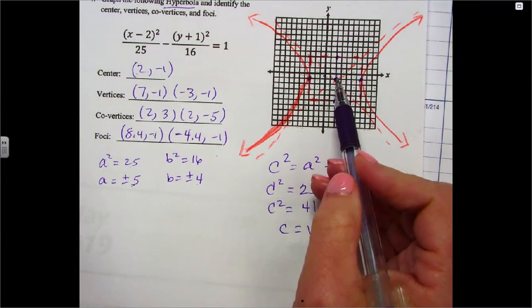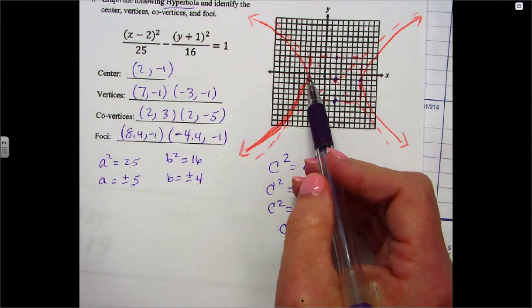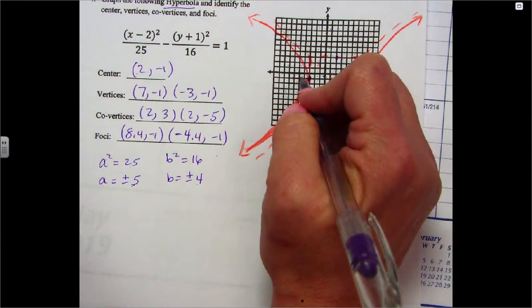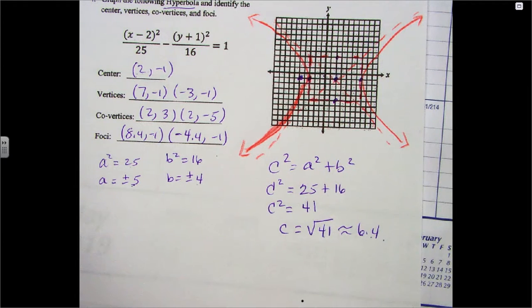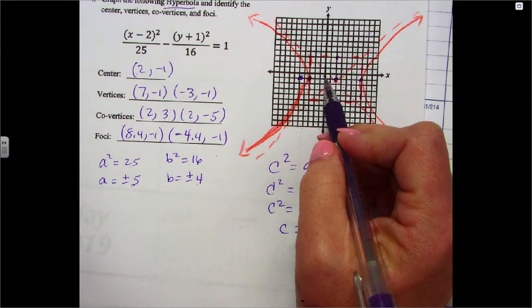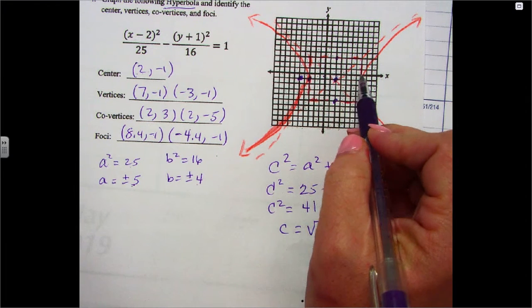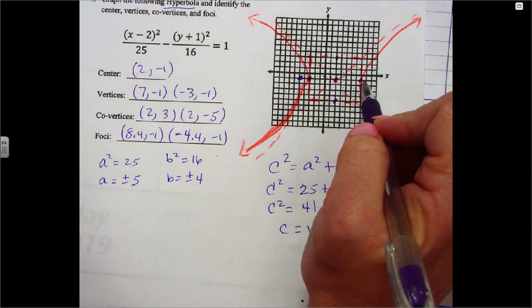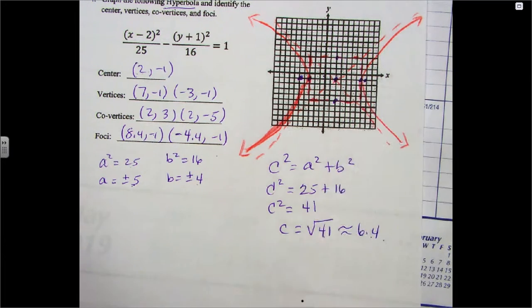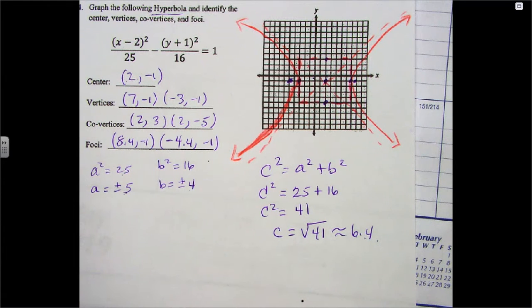So let's see here. If I went negative 4 units, there's 3, there's 4, so 4.4, so there's my focus on this side. And then I can go over 8.4, sure enough, down 1. So therefore I can see that my focus is inside both. That shows me that I've got all of these things correct.